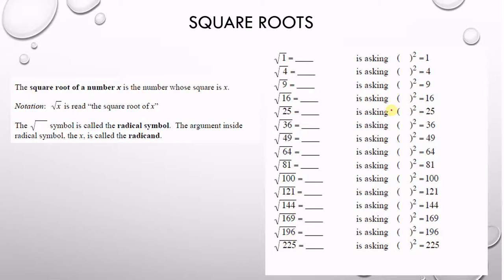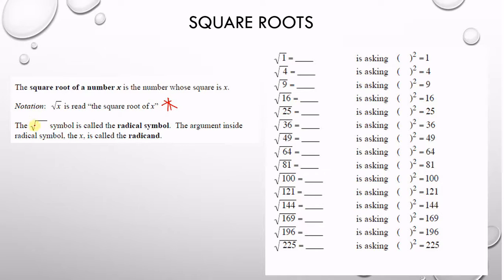So you guys have heard of square roots before, and I know you have because we've talked about them. The square root of a number x is the number whose square is x. Okay? So you're going to want to write that down if you don't know that already. A lot of us do.